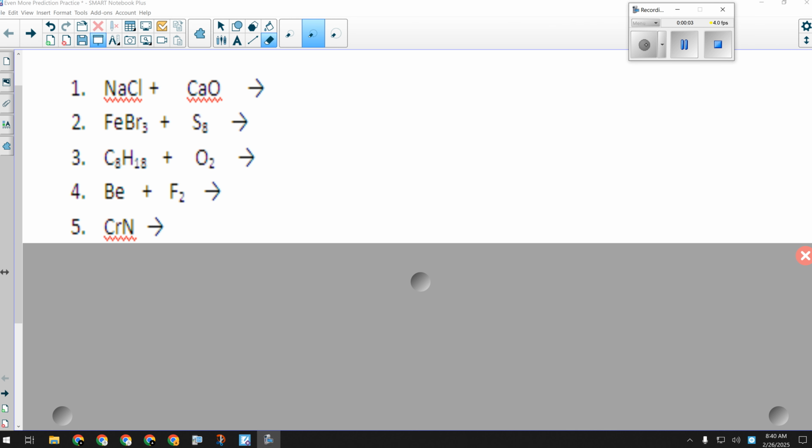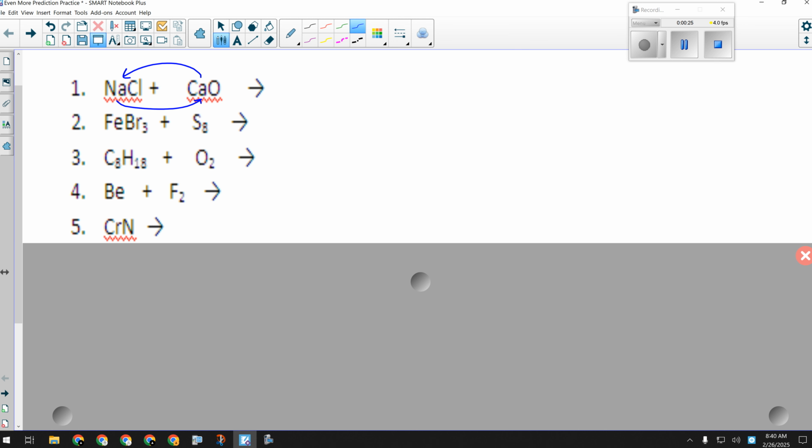So on our first one here, we have sodium chloride, which is an ionic compound, and it's reacting with calcium oxide, also an ionic compound. What kind of reaction are we looking at? Double replacement reaction. Okay? In a double replacement reaction, the pattern is that very simply the metals are going to switch partners with each other.